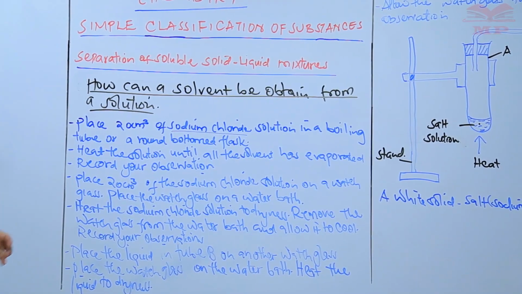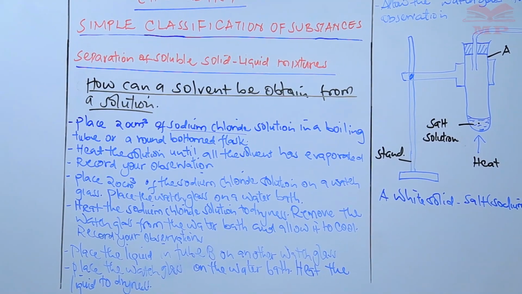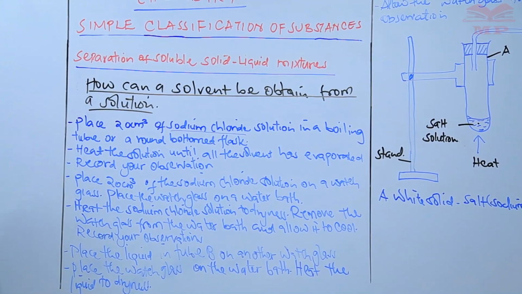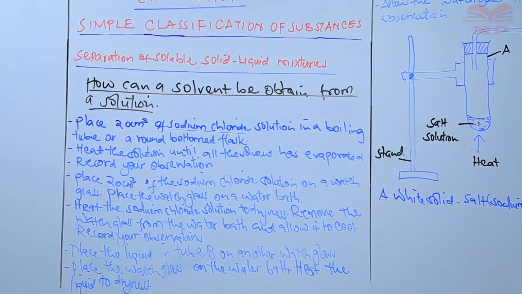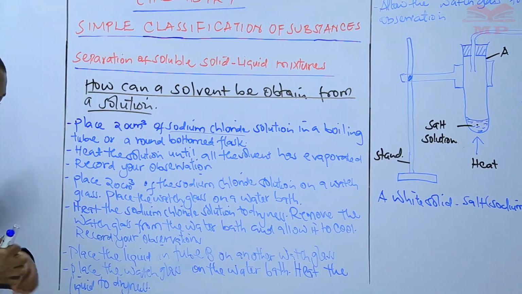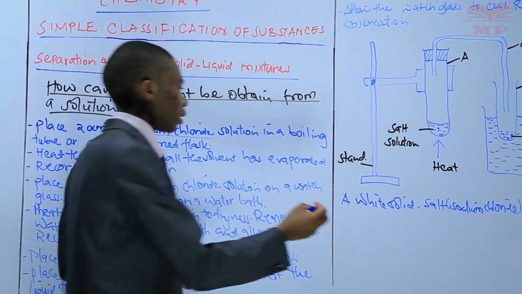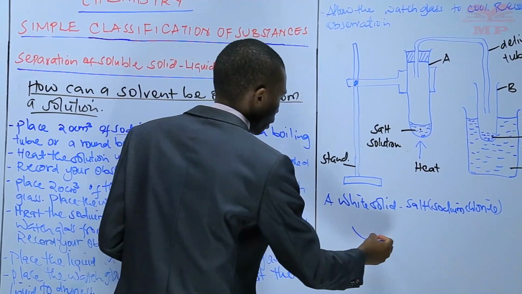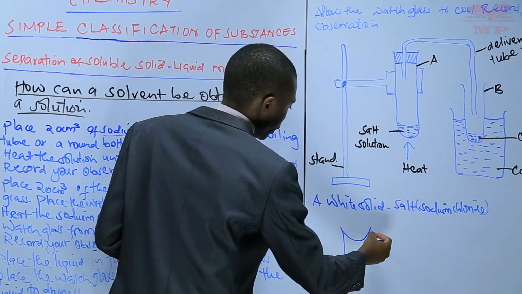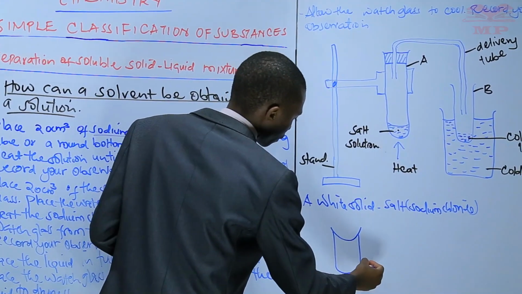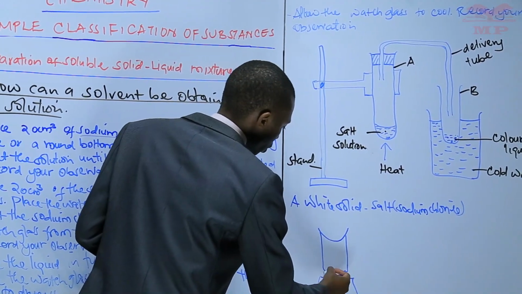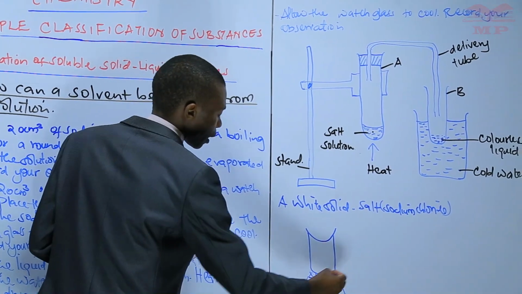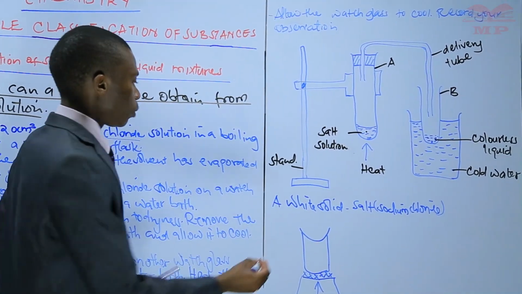The next step, place 20 centimeters cubed of sodium chloride solution on a watch glass. Then place the watch glass on a water bath. Then heat the sodium chloride solution to dryness. If this is the watch glass, this is the water bath. It is on top of a tripod stand. You are heating, and of course there is the wire gauze to ensure there is uniform distribution of heat.